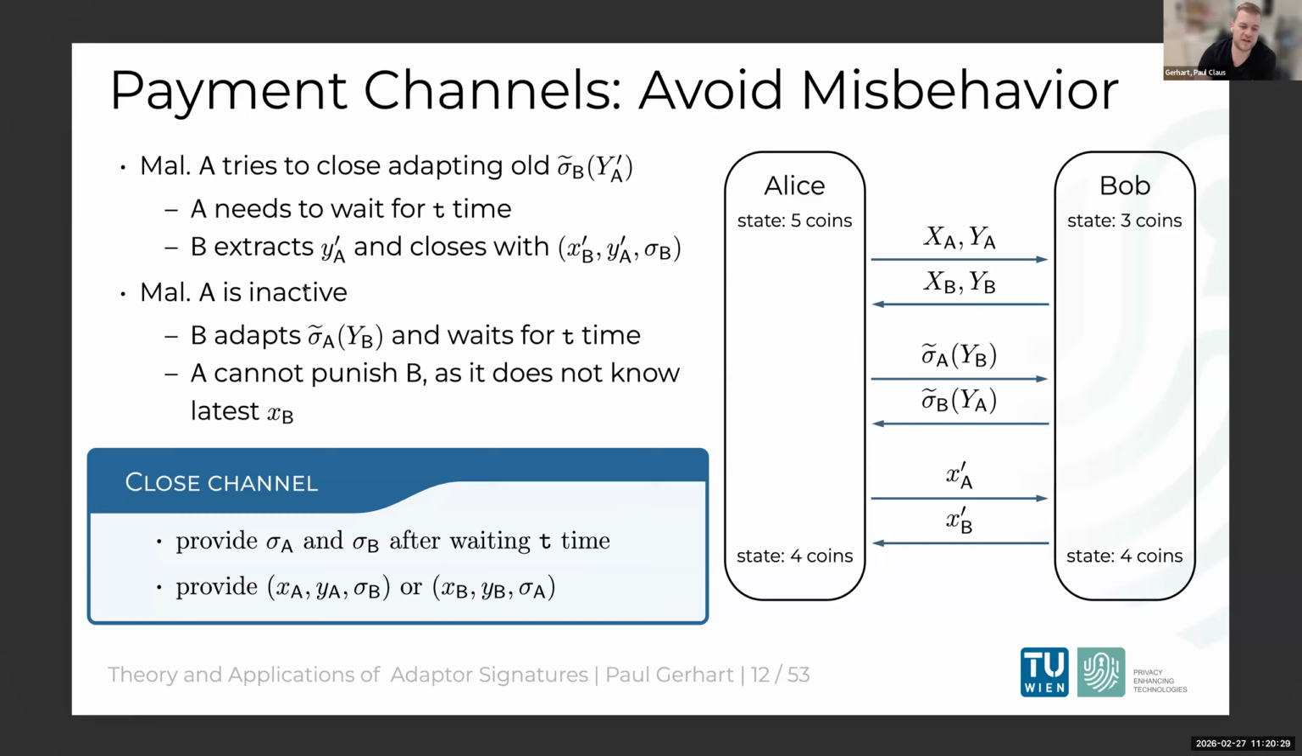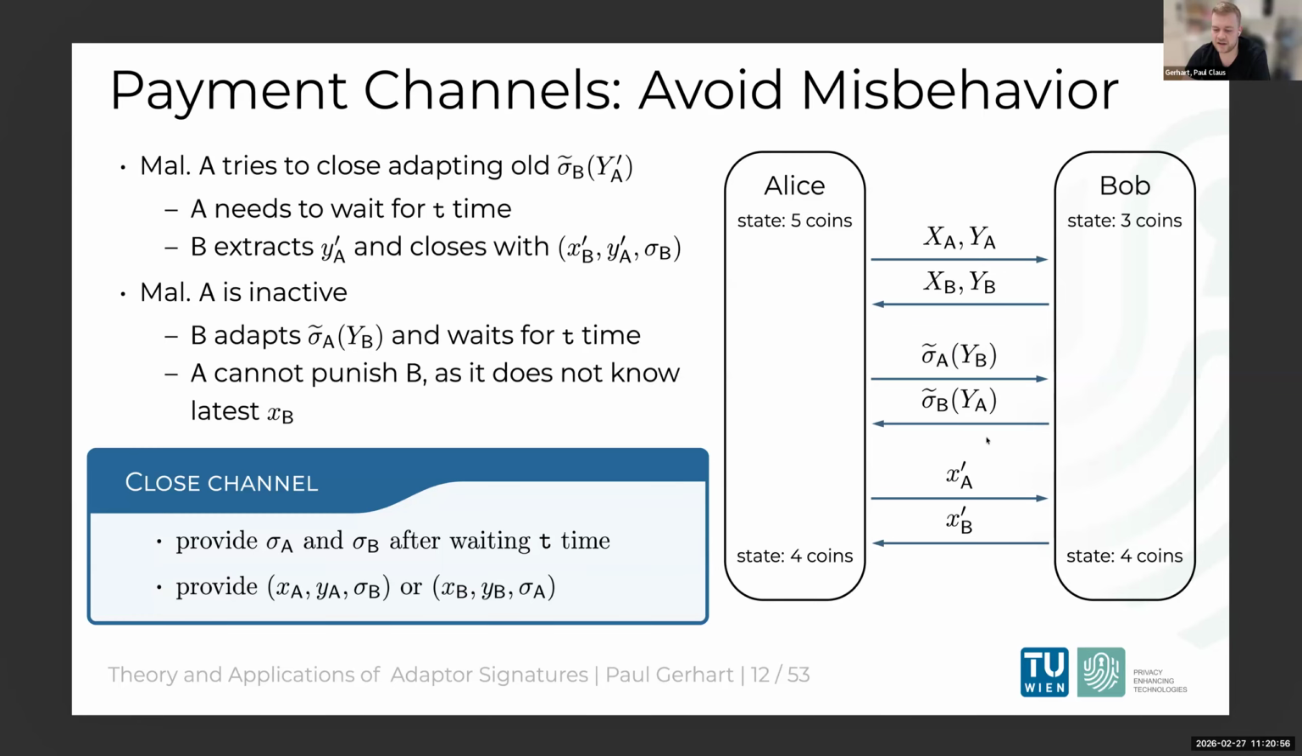Second case is, what happens if Alice is just inactive? So Alice just lost 1 coin and she's like, okay, I cannot go back to the old channel state, but if I'm just inactive, I can still punish Bob because I just don't do anything. So what now happens is, Bob goes to the latest channel state. He adapts the pre-signature of Alice, which he knows because Bob knows the YB, and then he waits for the timeout. Why can't Alice punish this?